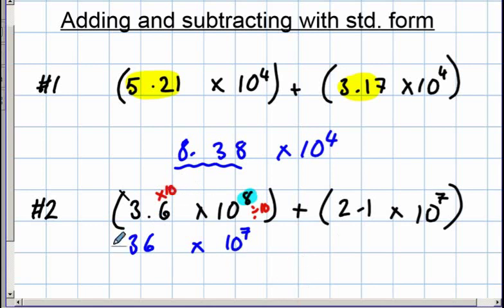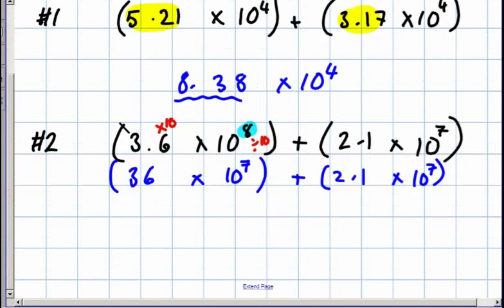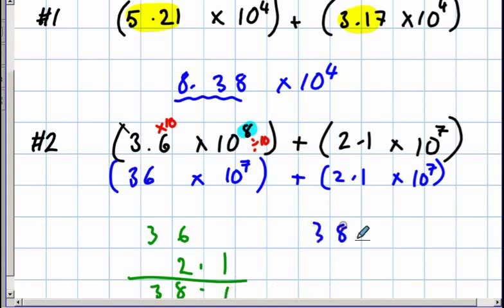So now we've got the powers the same, and then we add them. You may need to use pen and paper. Let's have a look. 36 added to 2.10. Most of you can do that in your head. Gives us 38.1. So the answer is, or appears to be, 38.1 times 10 to the 7.